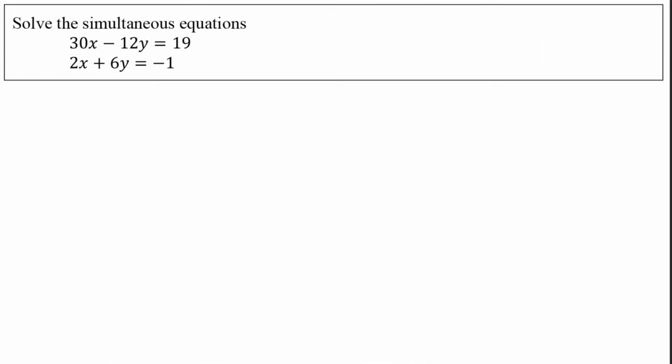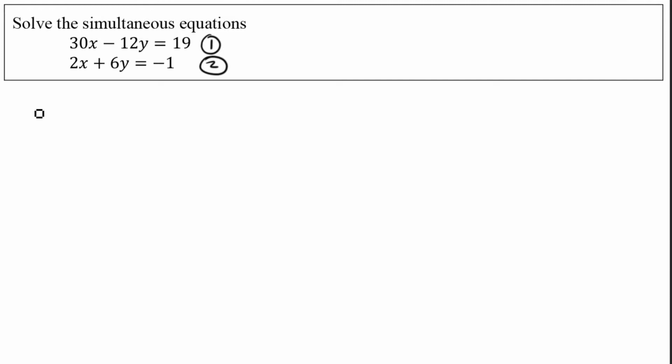Now all of the examples we have been considering so far have consisted of two linear simultaneous equations, ones where the highest power of x and y is 1. And here is one more example of that. So let's call this equation 1 and this equation 2.